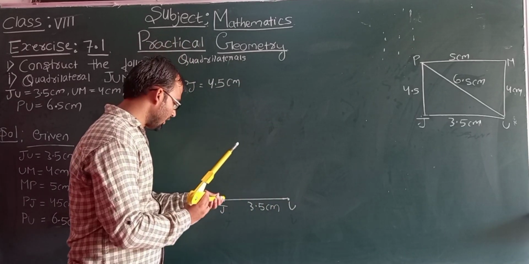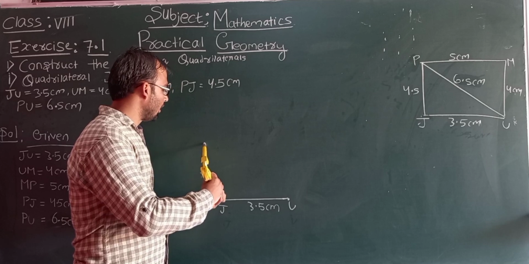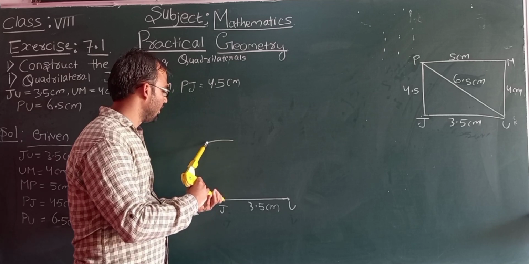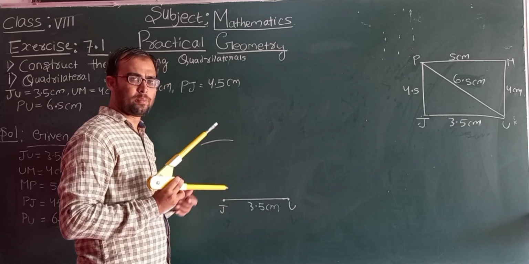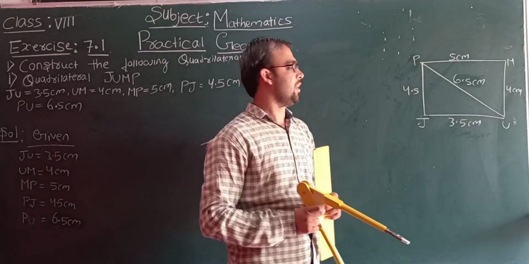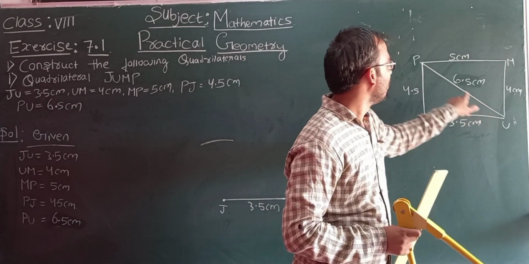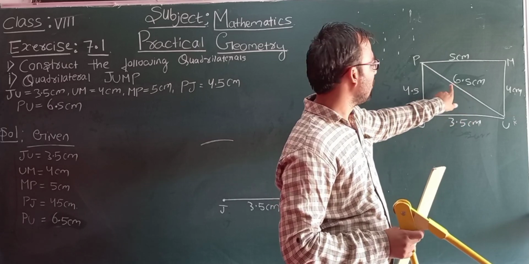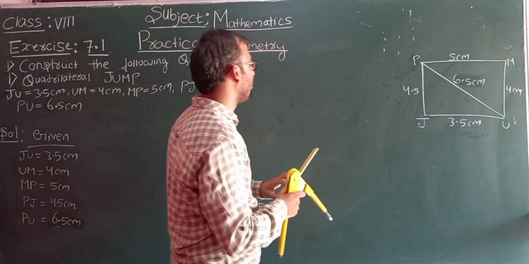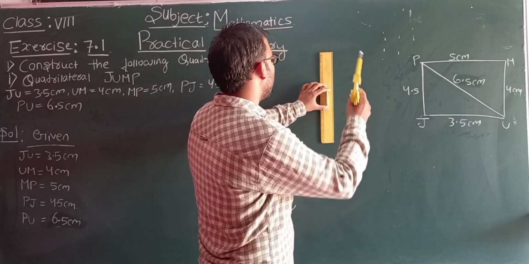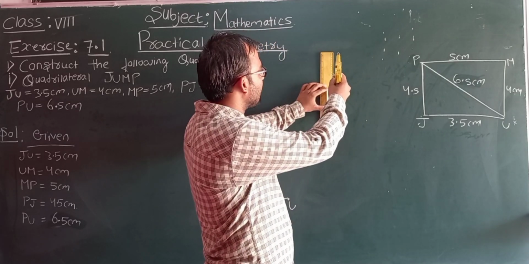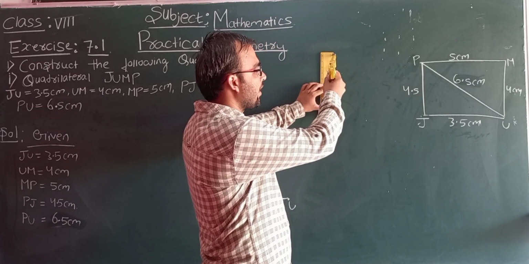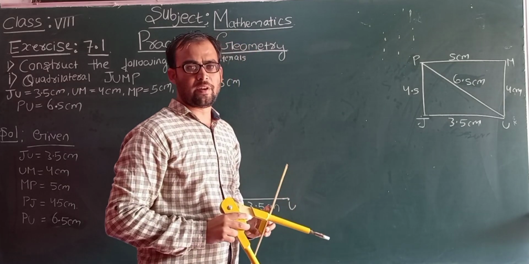Okay, so with J as center, draw the arc of 4.5 centimeter. Hence, what is the next thing? Look here, they have given the diagonal now. PU, how much? 6.5 centimeter is there. So take a scale and set the compass to 6.5 centimeter.